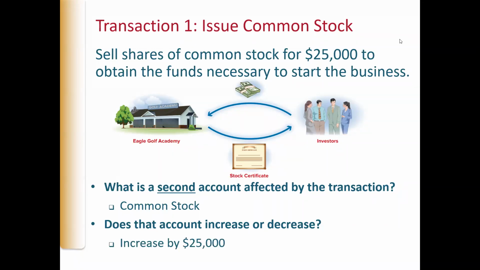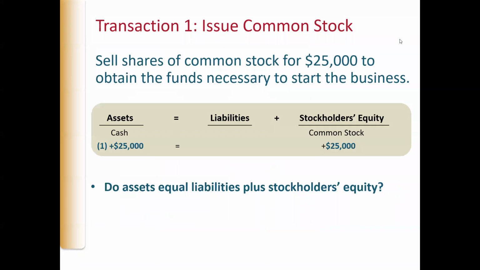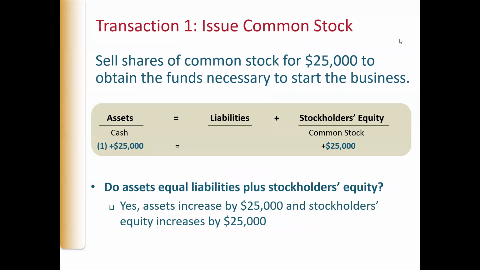Increase. It has to increase by 25,000. So do you see, guys? Cash increased by 25,000, and common stock also increased by $25,000. Do our assets equal our liabilities plus our stockholders' equity? They do, don't they?